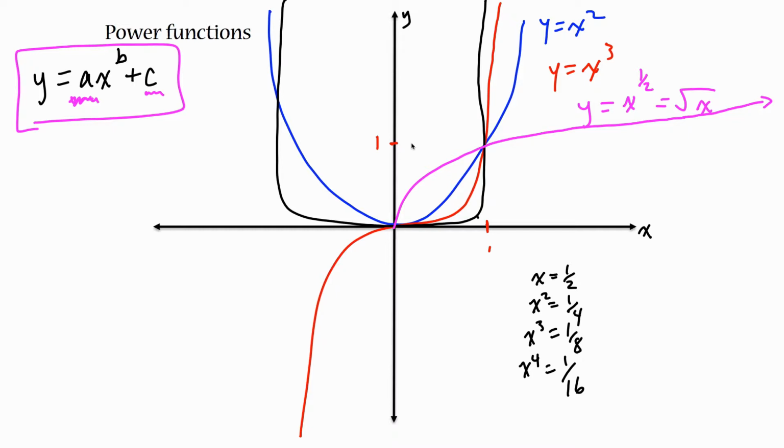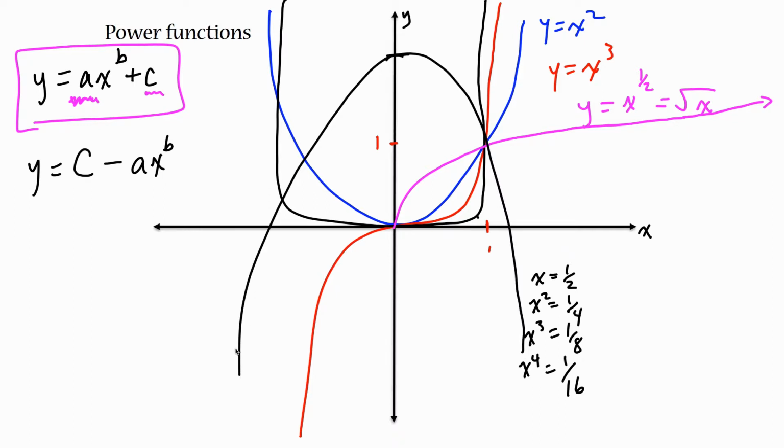And finally, you can flip any one of these functions upside down by making an equation of the form y is equal to c minus ax to the b. So instead of starting at 0, your function would start at c and be a mirror image of its former self.